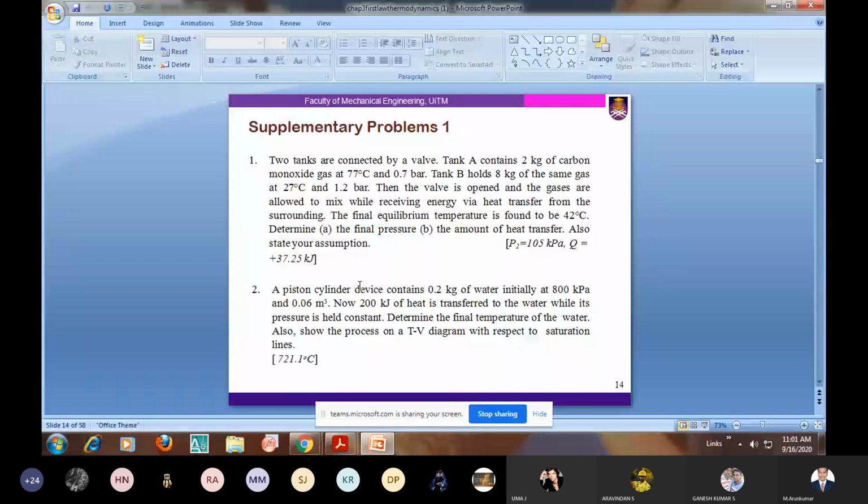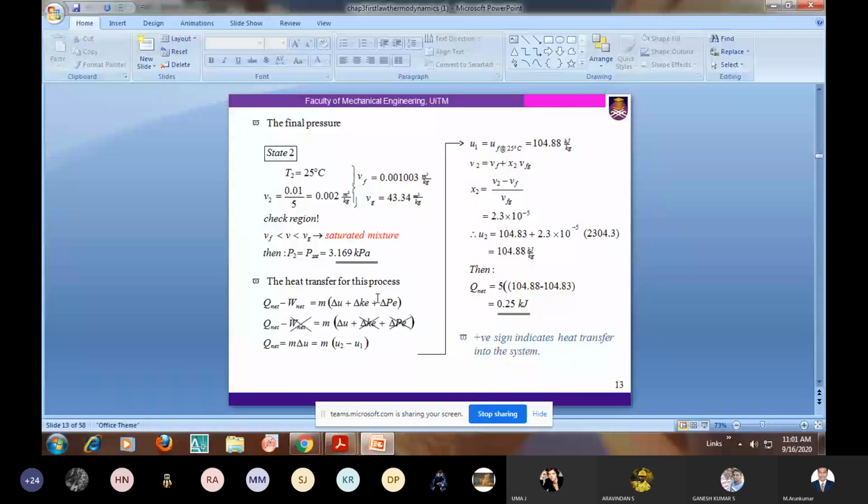Then we can apply the heat transfer for this process with the use of the energy equation: Q net minus W net is equal to m into delta U plus delta KE plus delta PE. For the constant volume, we can neglect these three. Then we have Q net equal to m into delta U, and delta U can be written as U2 minus U1.